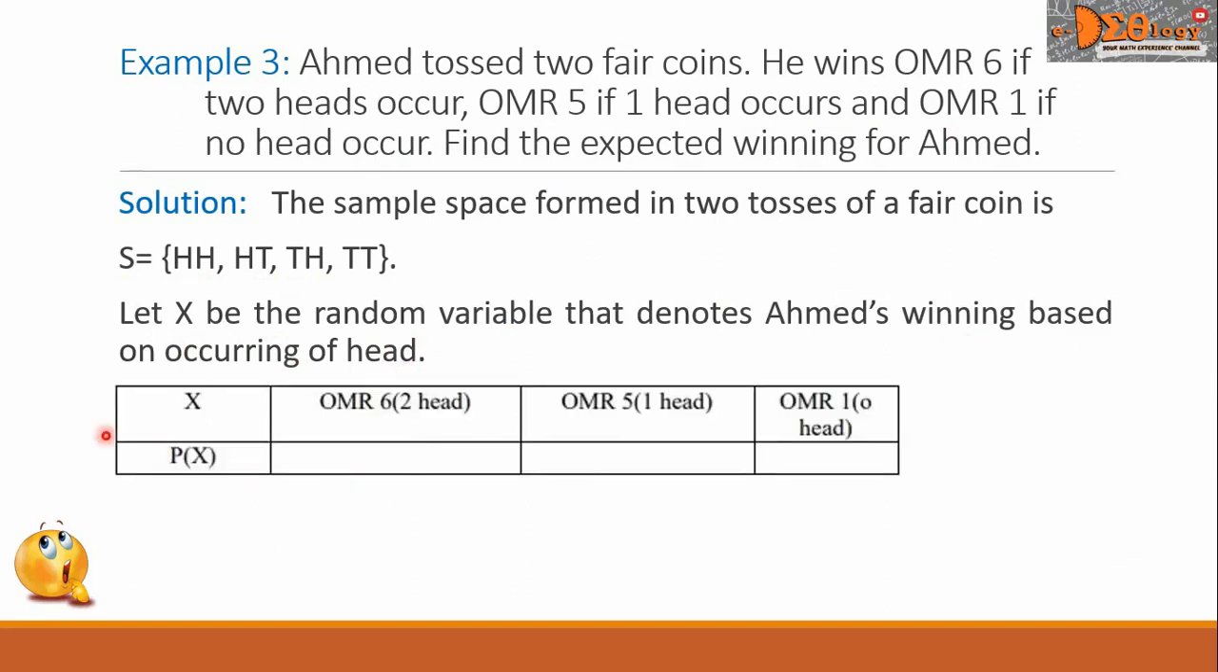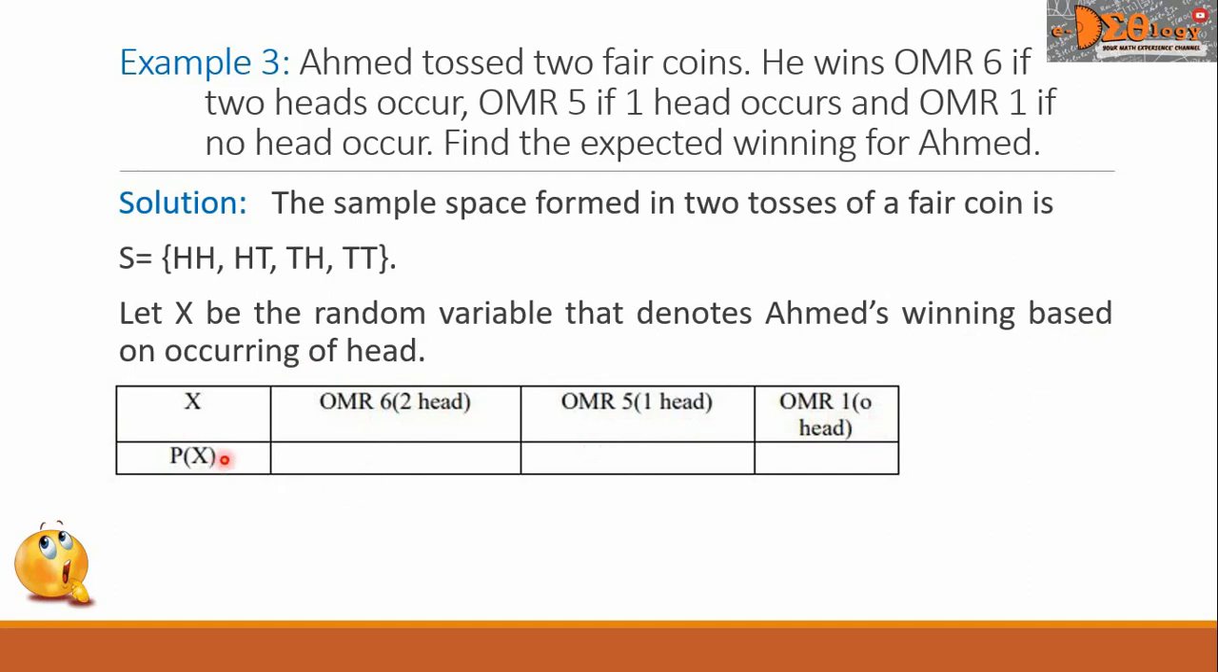For our table, in the first row, we write here 6 Omani riyal. This corresponds to when 2 heads occur. Next is 5 Omani riyal. This corresponds to when 1 head occurs. And 1 Omani riyal if there is no head.